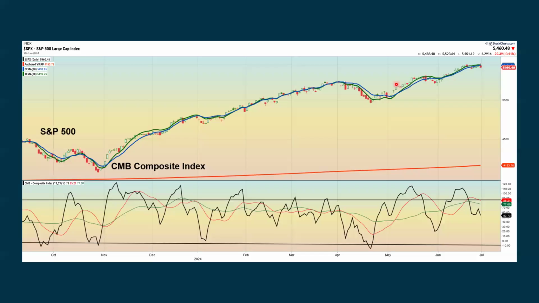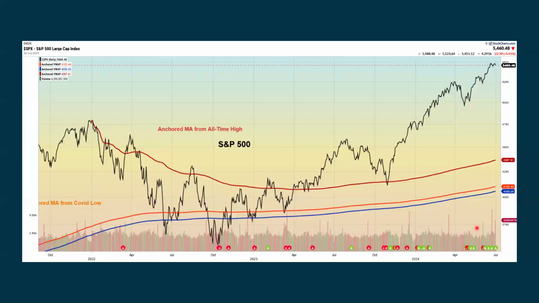CMB composite, I also use this like an oscillator. We look for an extreme reading above the black line or below the black line. We're coming down, but we're more neutral right now in how I use this indicator.